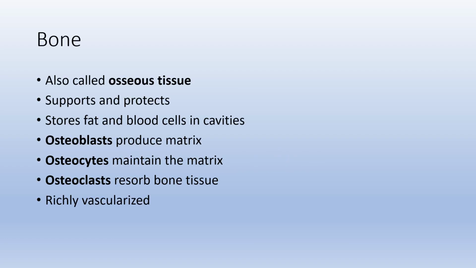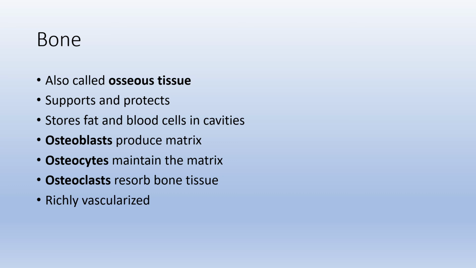Moving on to the third class of connective tissue, we'll talk about bone. Another name for bone is osseous tissue. We know that bones are there to support as well as protect, and we will talk about bone in greater detail when we get to the skeletal system.